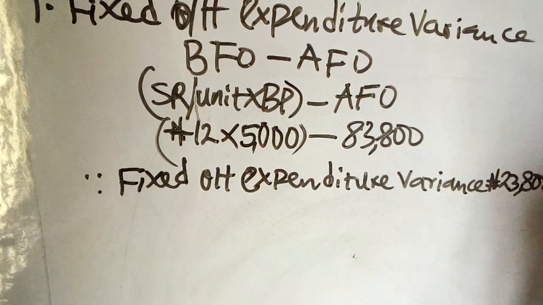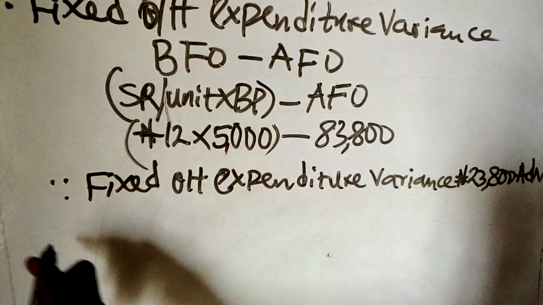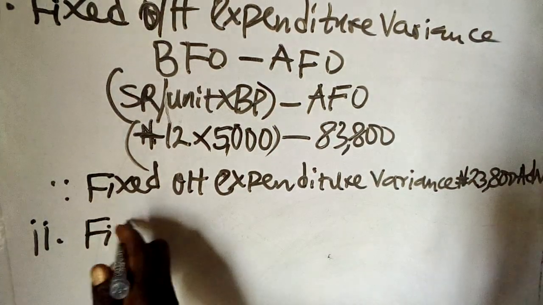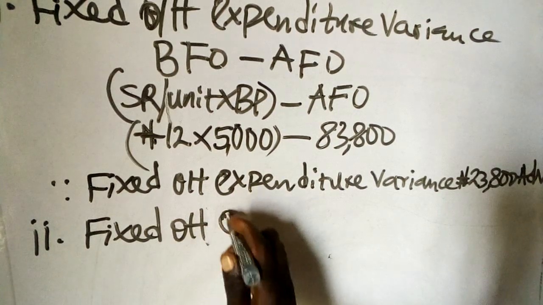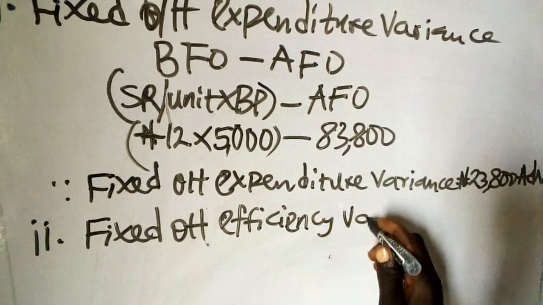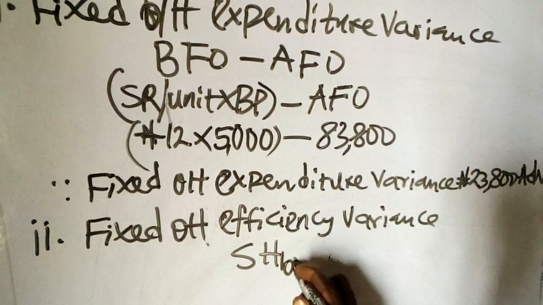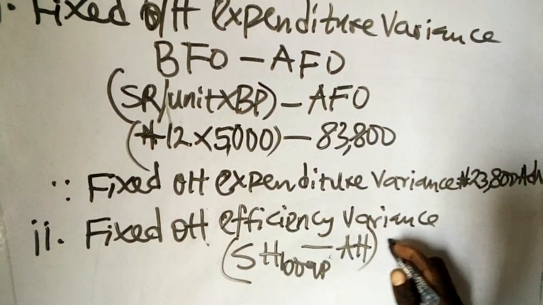23,800 naira adverse. Then I want to compute the fixed overheads efficiency variance, which is the standard hours based on actual production minus actual hours multiplied by the standard rate.